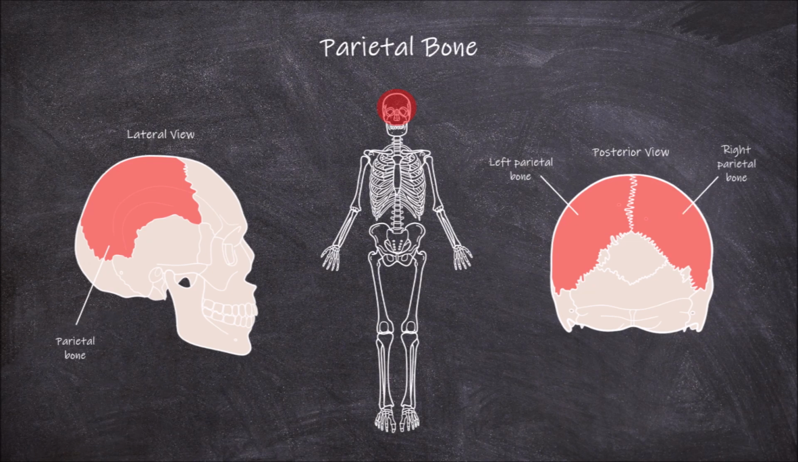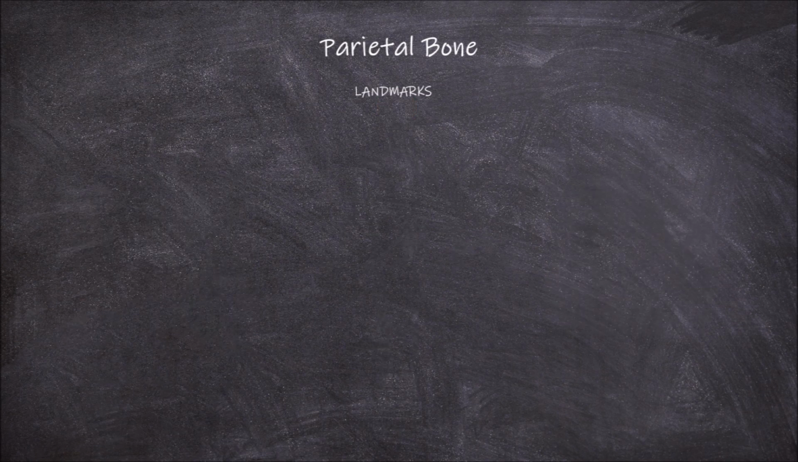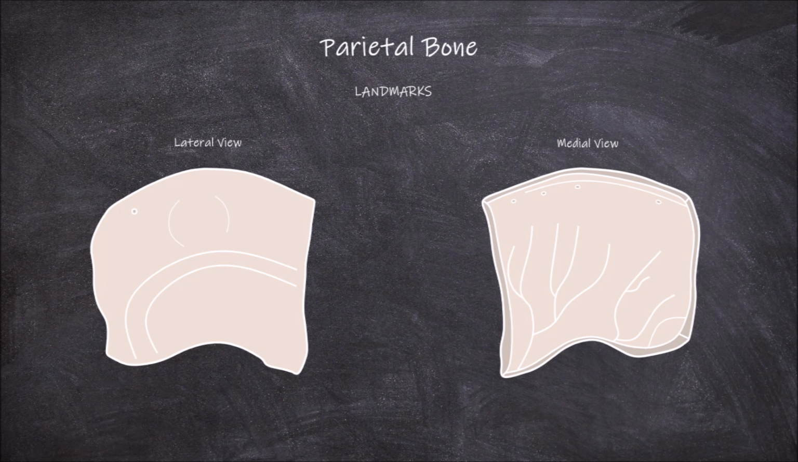Now we're going to look at the different landmarks and features of the parietal bone. Here we have the lateral view and the medial view of the right parietal bone. This bone consists of two surfaces. The first of these surfaces is the external surface. This surface is convex in shape and smooth. Near the center of this surface is a tuberosity known as the parietal tuber. This tuberosity is also known as the parietal eminence.